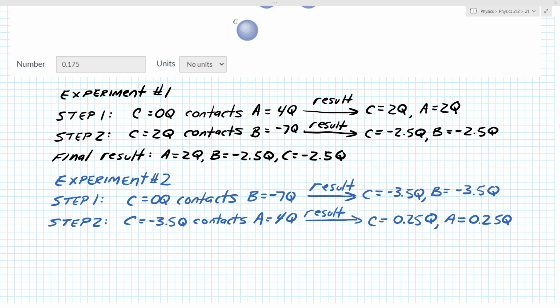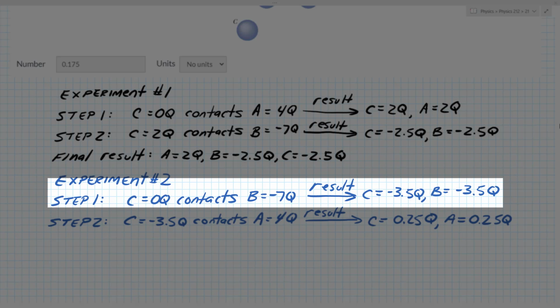Let's run experiment number 2. All of the spheres return to their initial states of charge. Sphere C contacts sphere B. Here's the result. Sphere C ends up with a charge of -3.5Q, and sphere B ends up with a charge of -3.5Q. Before contact, there was a -7Q amount of charge, and after contact, there's still -7Q worth of charge. Charge is conserved, but charges can flow and redistribute.